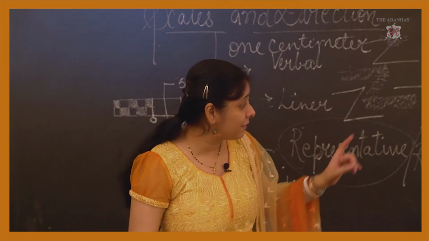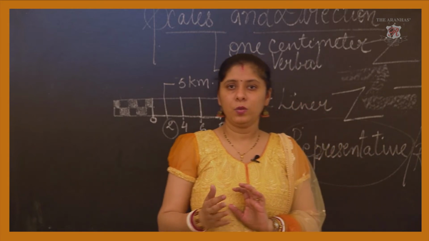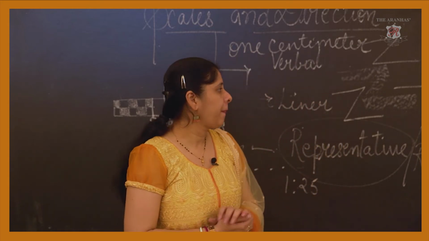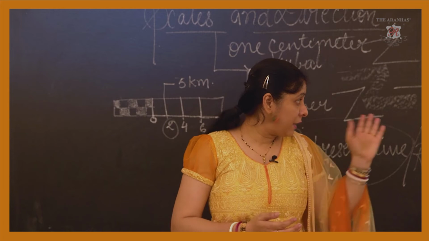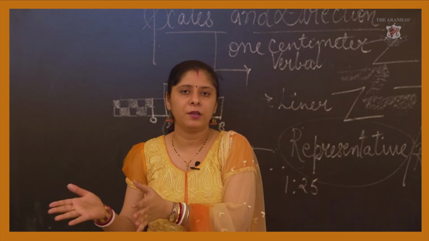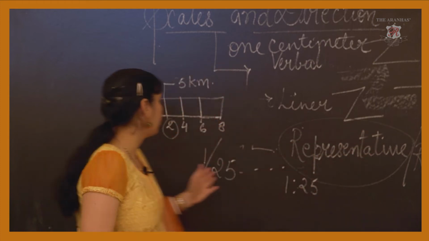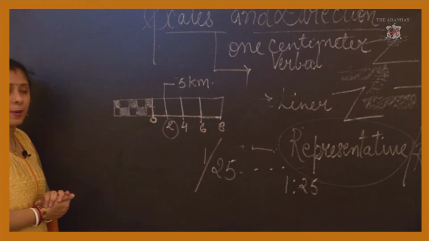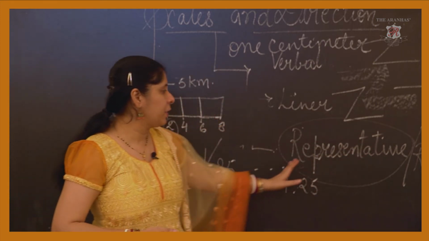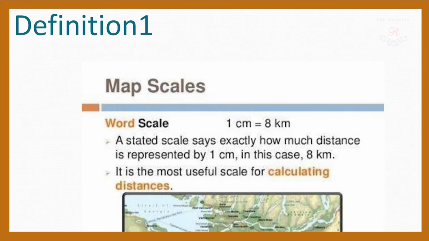Now these types of scales are used in different ways. The stated scale will talk about the verbal statement, for example, 1 centimeter equals 1 kilometer. Linear scale will be drawn in the form of this graph pattern, and the ratio is the representative fraction. Okay? Now let's discuss in detail.